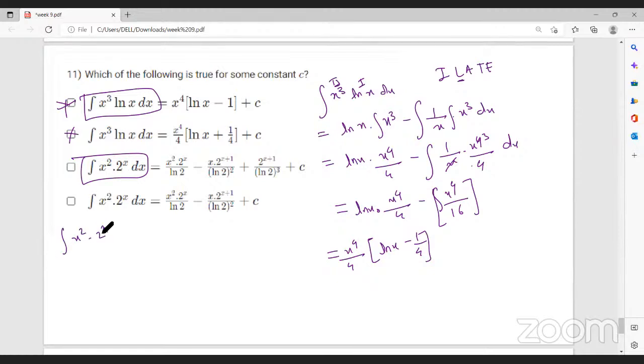x squared times 2 to the power x. Now here, which one to consider first function? x squared is u, 2 to the power x is v. x squared first function, 2 to the power x second function. Yeah, because 2 to the power x is the second function, right? Yes. Okay. So how to do that?